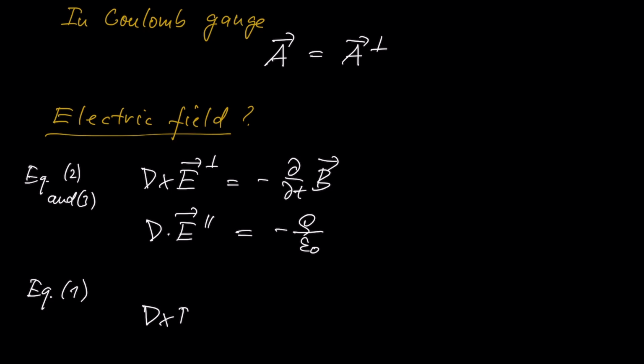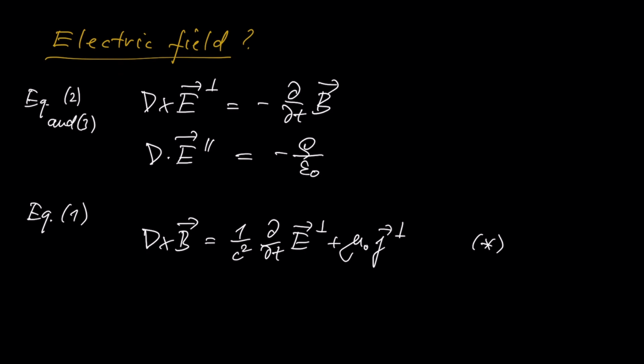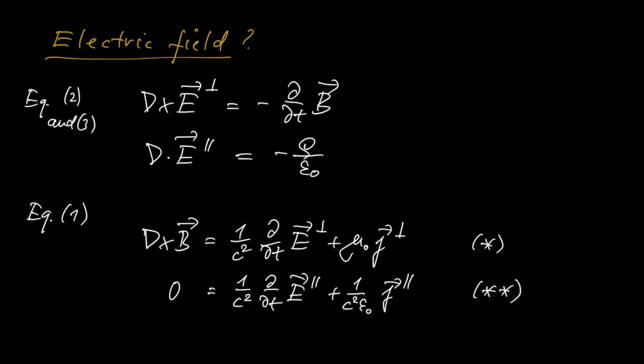We again split. For the transverse part, we get the following equation. Here we have the transverse part of the current. We'll denote this equation by a star because we want to go back to it. And then the same equation for its longitudinal part, we will get the following. We'll get nothing on the left hand side and 1 over c square time derivative of the longitudinal part of the electric field, and here we write 1 over c square epsilon 0, that's basically mu 0, times the longitudinal current, and this we will denote with 2 stars.